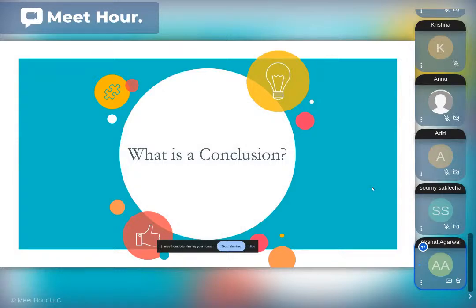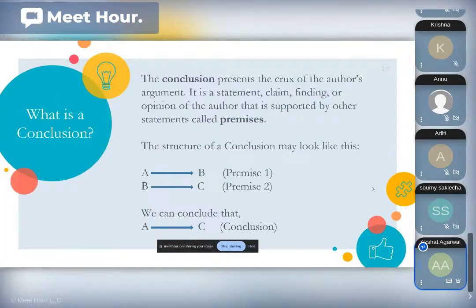Now we come to what a conclusion is. A conclusion is basically the crux of the author's argument. You might read op-eds which say that the government should do this, the government should do that. These are all conclusions which the author is drawing on the basis of their premises. So let's say the opinion is that the youth did not participate enthusiastically in the 2024 general elections. That's a claim I'm giving, an opinion I'm expressing, an argument I'm trying to make. All those are my conclusions.